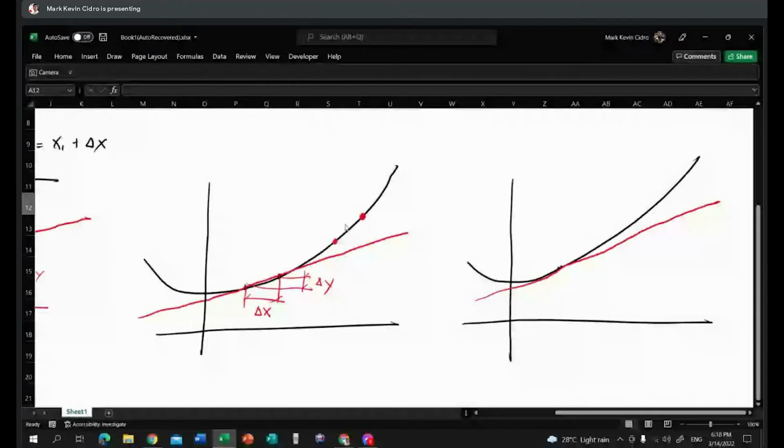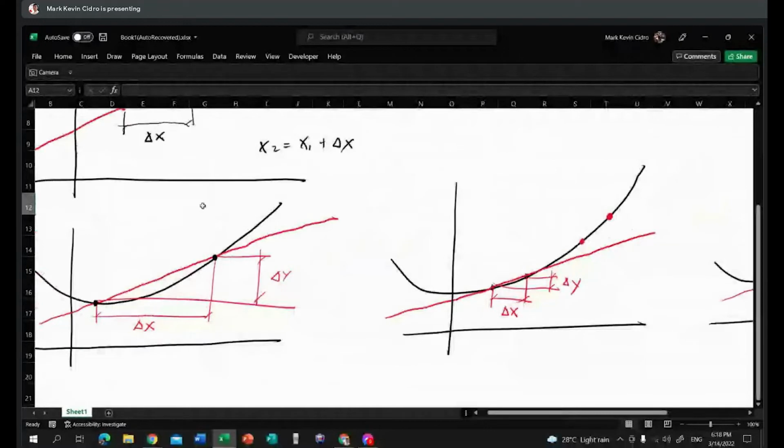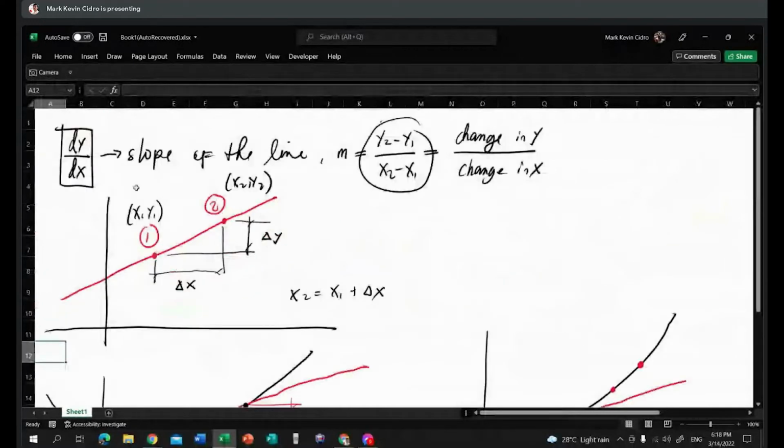Approaching to zero. So that is the principle here in the derivative. If you are trying to solve for the slope of the line, not just the line but also the curve, that is actually the change in y divided by the change in x, provided however that the change in x is almost equal to zero.